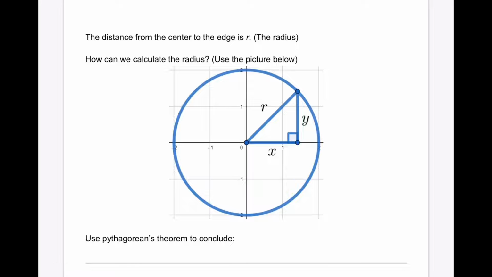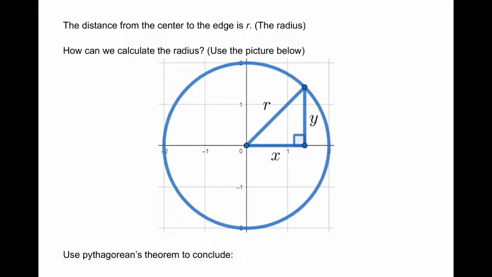So the distance from the center to the edge of a circle is r, the radius. That seems pretty straightforward. I think we all know that. How can we calculate the radius? So this right here is the radius of the circle, right?